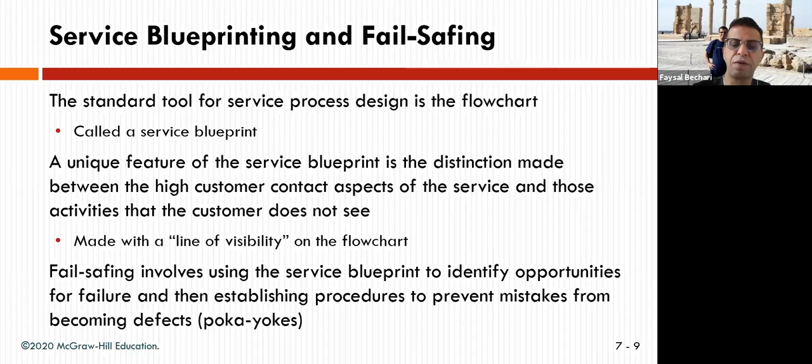And the fail saving, as we said, involves using a service blueprint to identify the opportunities of failing. It's like a disaster recovery in a way, but situational, and then establishing a procedure to prevent these mistakes from becoming defects, which is called Poka-Yoke, the Japanese way of doing it.